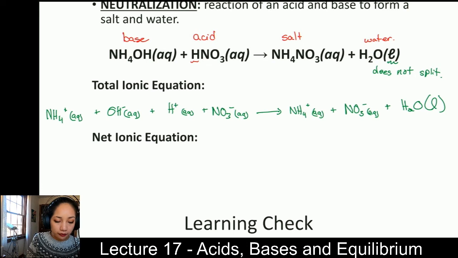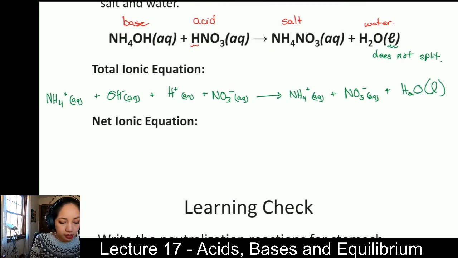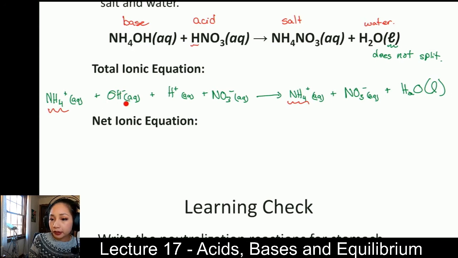So let's identify our spectator ions. If I look, there's NH4 plus on our reactant side and NH4 plus on our product side, they're exactly the same. That's a spectator. For OH on our reactant side, I don't see OH exactly as written on our product side. It's actually tied up in water. So OH is not a spectator ion.